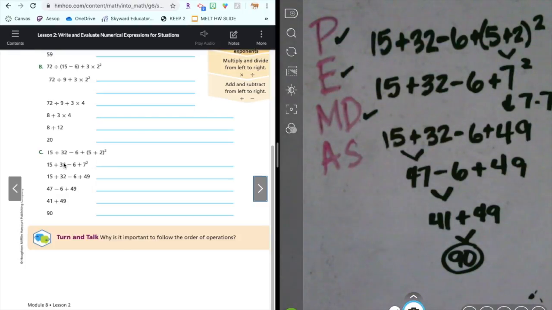All right, so I think this is a little bit of a review. So remember, order of operations is super important because we have to all solve it the same order, the same way, or we would get different answers.